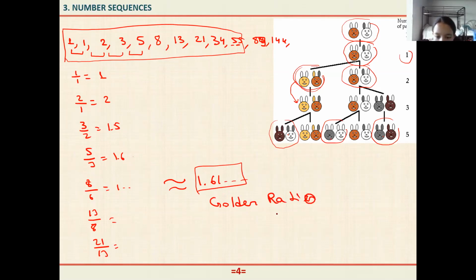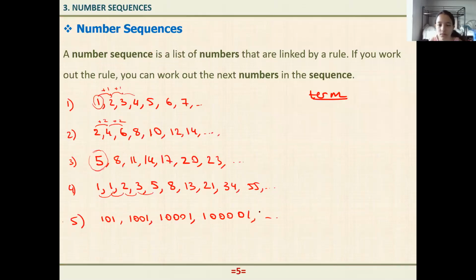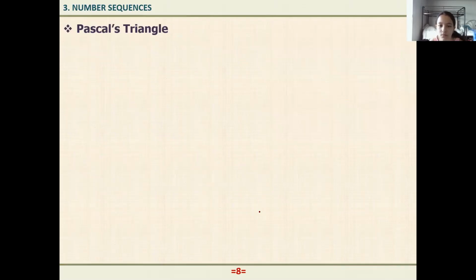Golden ratio. Maybe in your free time, you can just do some research, Google, okay, what is golden ratio? Or golden ratio in nature, golden ratio in architecture, golden ratio in human body, golden ratio in physics, okay? It has a lot of application, okay? Anyway, that is Fibonacci numbers.